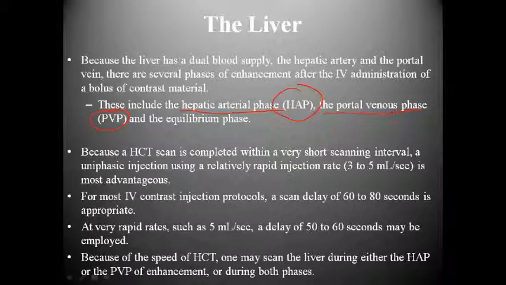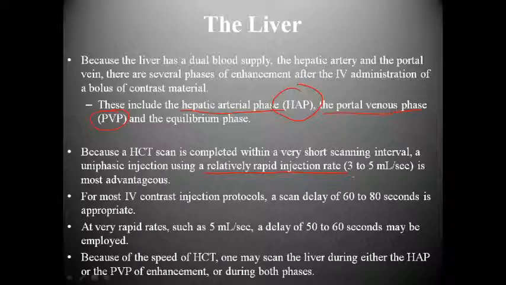Because a helical CT scan is completed within a very short scanning interval, a uniphasic injection using a relatively rapid injection rate, which is around 3 to 5 milliliters per second, is most advantageous. So basically what we're looking for is rapid injection rate. Remember, 3 to 4 usually doesn't quantify as rapid. Usually is around moderate, but 5 would be very much rapid. So somewhere in the 3 to 5 range is where you're going to be injecting.